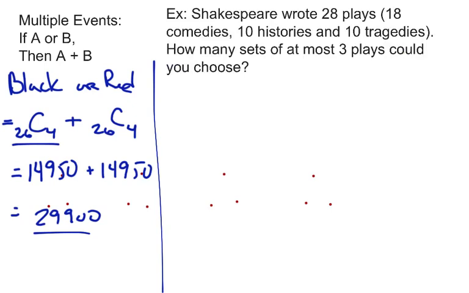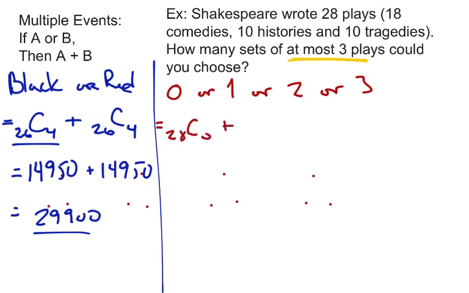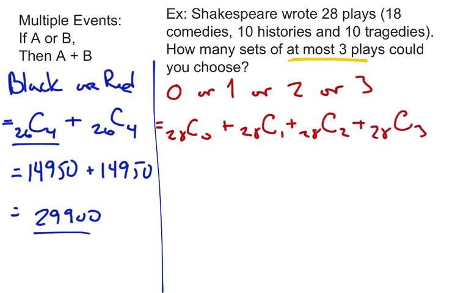For example, with the same Shakespeare plays, how many sets of at most 3 plays could you choose? Now, that doesn't sound like and or right off the bat, but if you think about it, if we want at most 3 plays, we could pick 0, or we could pick 1, or we could pick 2, or we could pick 3. So set it up as out of the 28 plays, we want to choose 0 of them, or out of the 28 plays, we want to choose 1. Or out of the 28 plays, we want to take 2. Or out of the 28 plays, we want to take 3.